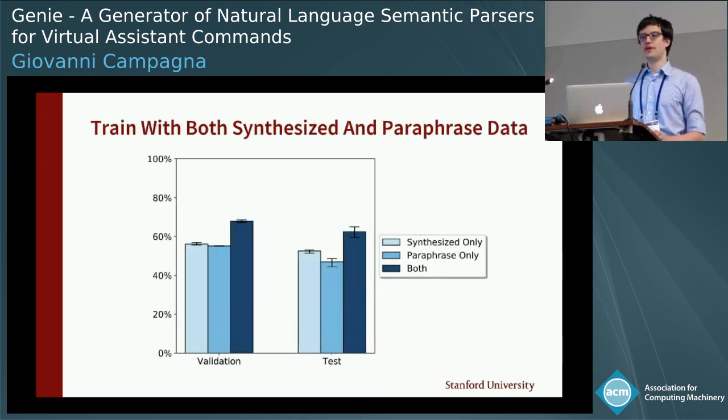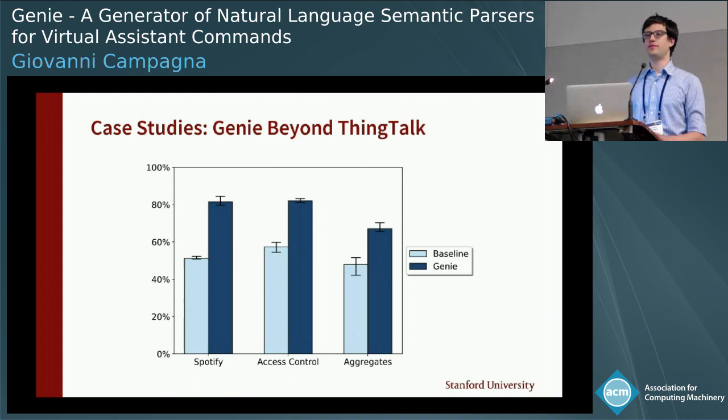We experimented training with both synthesized and paraphrase data, and we find that the role of the data is complementary, so you should train with both. And finally, we have applied Genie beyond just ThingTalk. We have applied it to a domain with a single Spotify skill supporting compound commands. And we show that if you put effort in a specific domain, you can boost your accuracy all the way to 80%, even on compound commands.